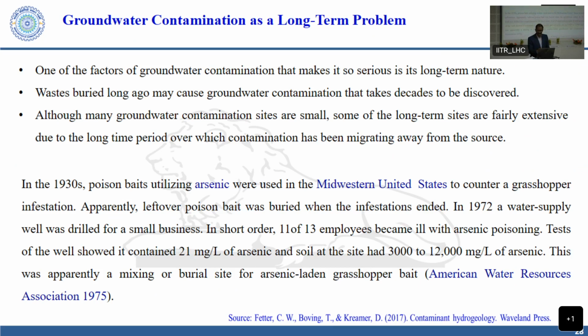In 1972, a water supply well was drilled for a small business, and 11 to 13 employees became ill. You can see here the effect of that arsenic: arsenic poisoning. Tests of the wells showed 21 milligrams per liter of arsenic, and soil at the site of 3,000 to 12,000 milligrams per liter of arsenic. This was apparently a mixing of various sites of the arsenic-laden grasshopper bait. So that is the effect of long-term arsenic here.